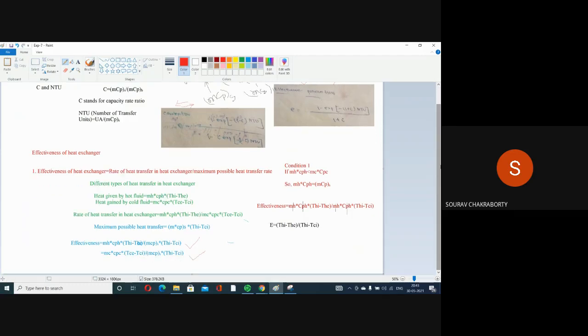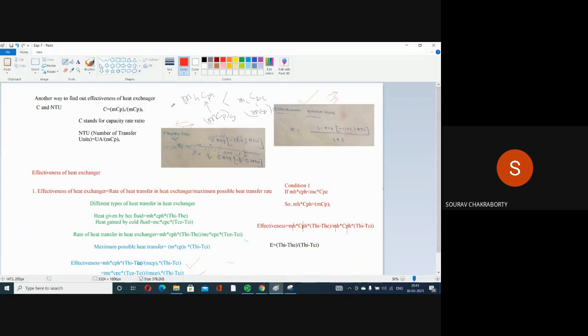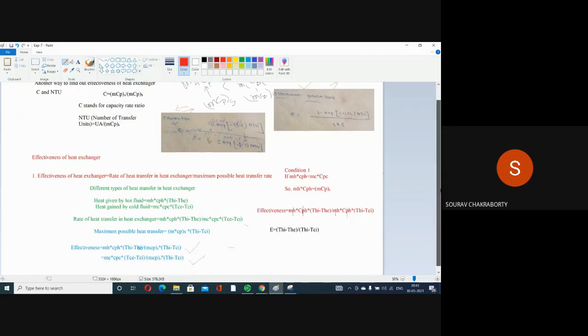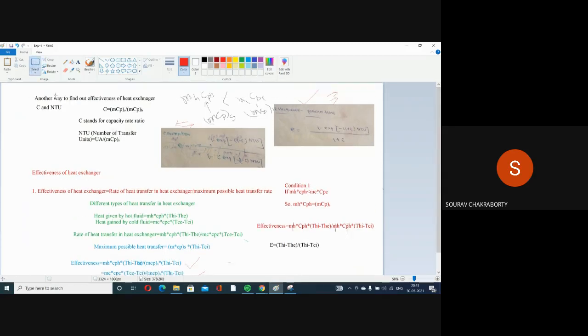So hence we can conclude that the effectiveness of a heat exchanger can be found out in two ways. We can find it on the basis of these expressions, in terms of C, the capacity rate ratio, and the number of transfer units. These are the two ways to find the effectiveness of a heat exchanger. So on the basis of this, we'll solve one numerical. Let me erase this one.